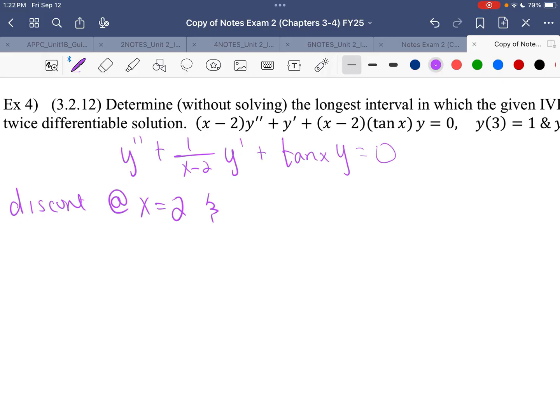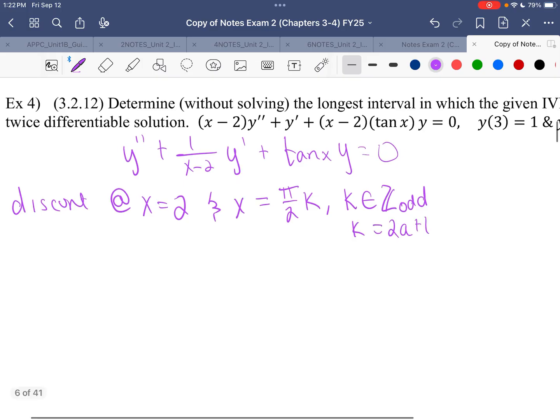At pi over 2, we have the ordered pair 0, 1. So that's all the pi's over 2. We would say all the pi's over 2 would be k pi over 2, where k is odd. Say it like that, making sure k is odd.